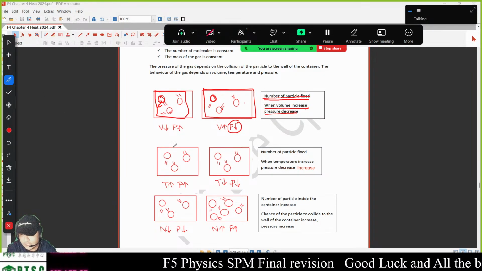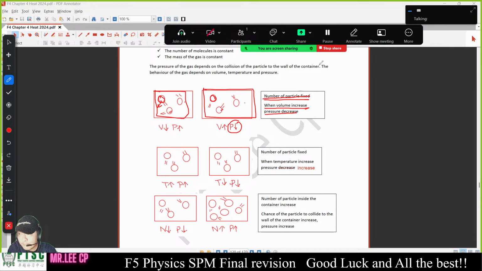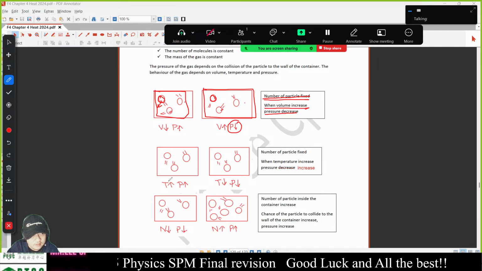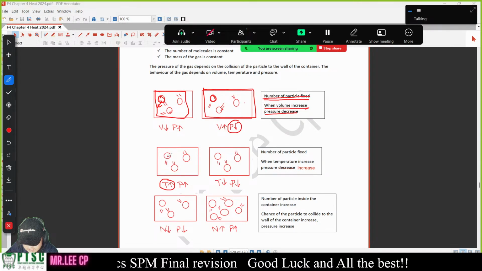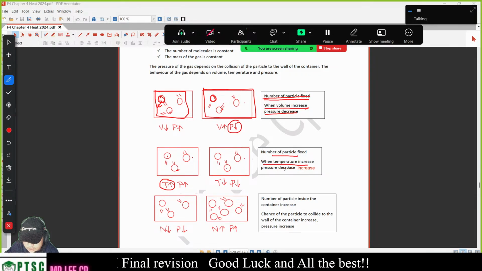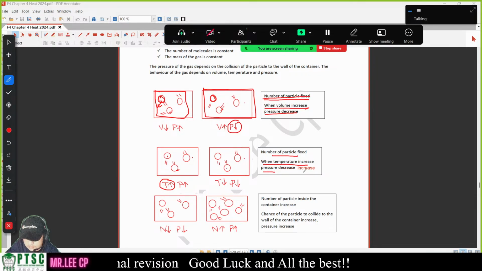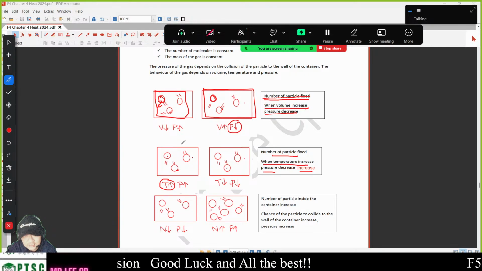Okay, the second one is this one. Temperature increases. The size is the same, and the number of molecules is the same. So when temperature increases, pressure increases.